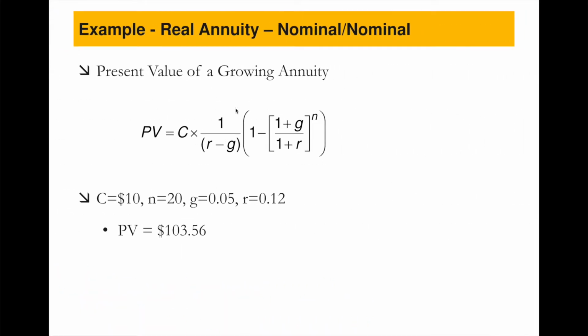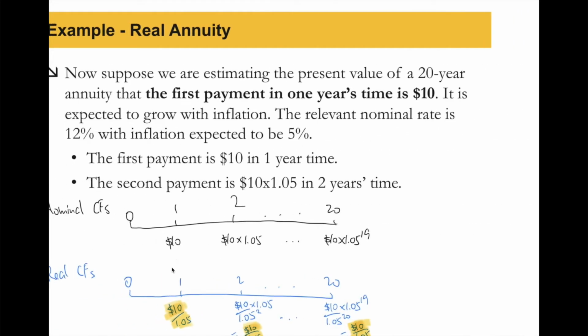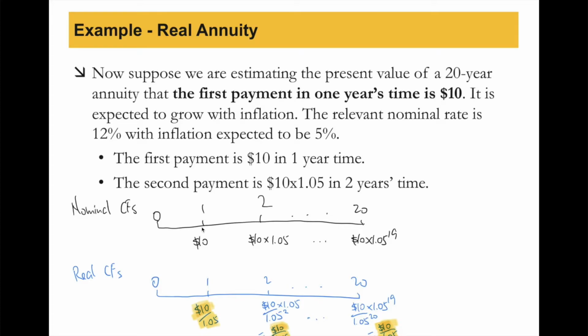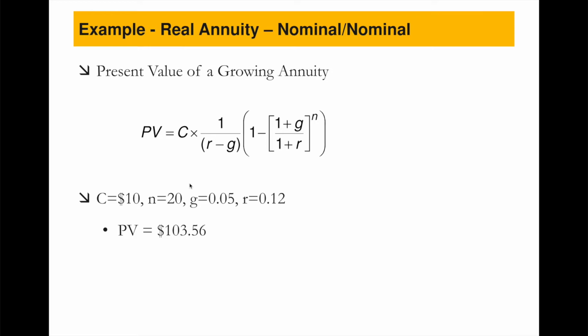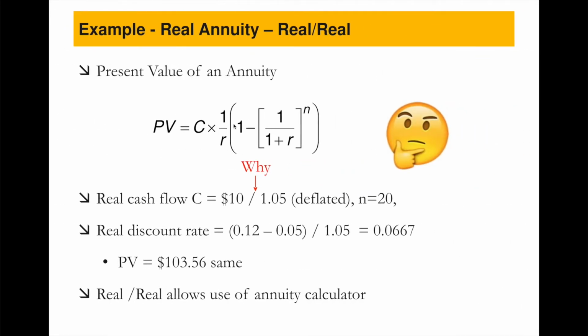So we start with using the nominal cash flow divided by the nominal interest rate. Over here, we recognize that this is a growing annuity. So plug everything in. The cash flow is $10. That's the first cash flow. If you come back here, the first cash flow is $10. So in the formula, that's always the first cash flow, right? So $10 and the R is 12%. The growth rate is the inflation, which is 5%. And the N here is 20. So the present value is $103.56.